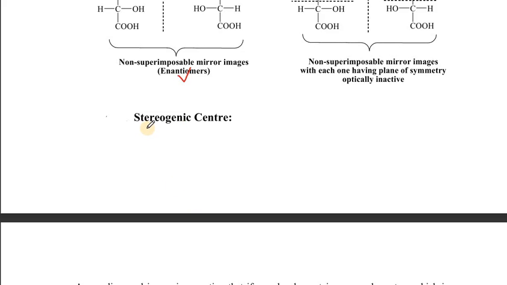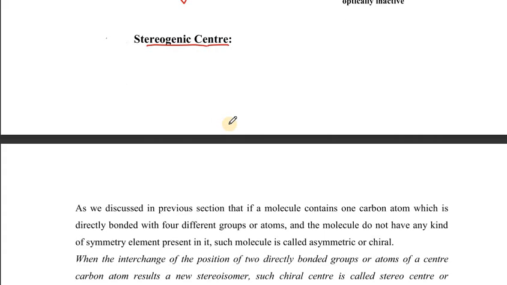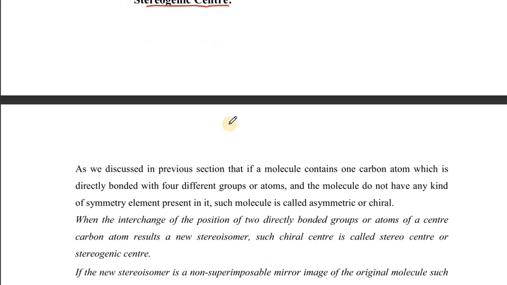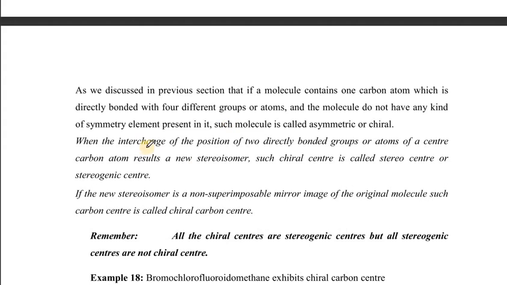So next is, what is a stereogenic center? As we have already explained, a stereogenic center means a center which has four different groups attached, that is a carbon, or we can say a stereogenic carbon which has four different groups attached to it. So it is one carbon atom which is directly bonded to four different groups or atoms, and a molecule which does not have any kind of symmetry element present in it is called an asymmetric or chiral molecule.